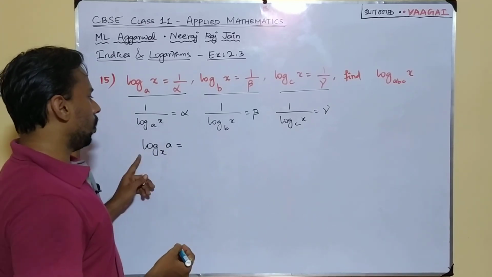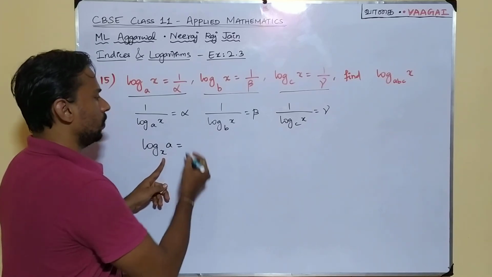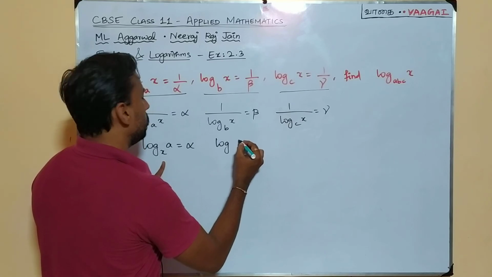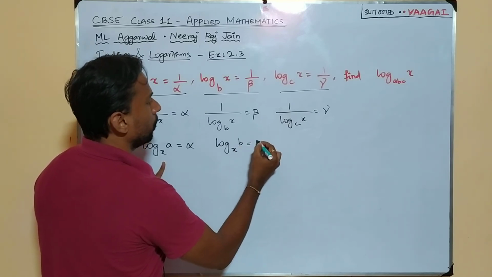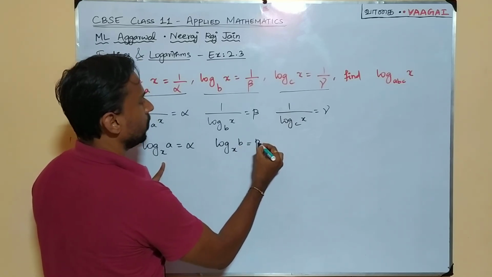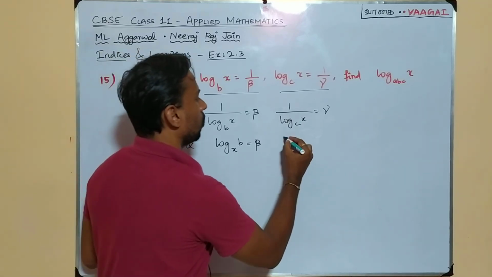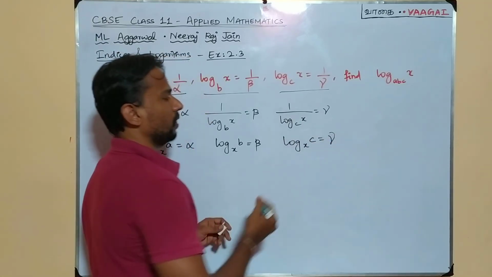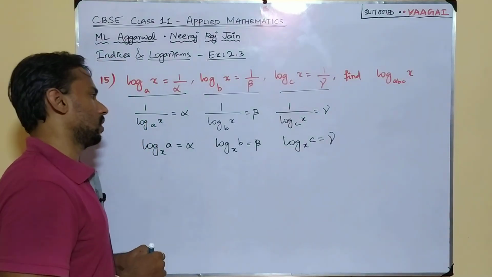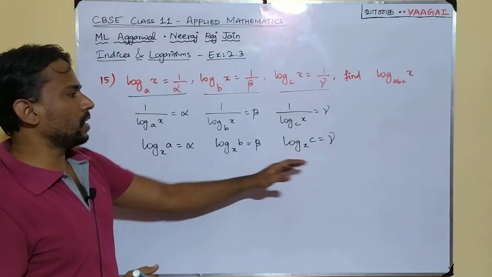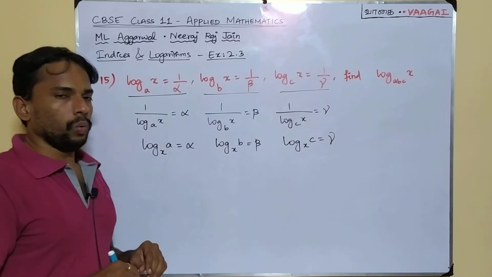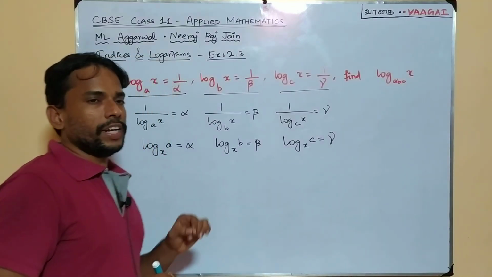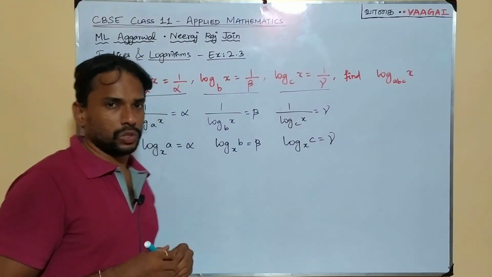So that means we'll get log of A to the base x is equal to alpha, and next we have log of B to the base x is equal to beta, and next log of C to the base x is equal to gamma. This is what we'll get. Now we got these three expressions. Now we will do one thing: let us try to add all these three values.